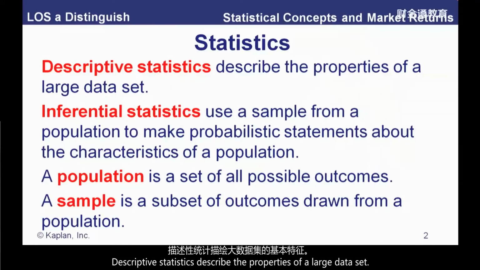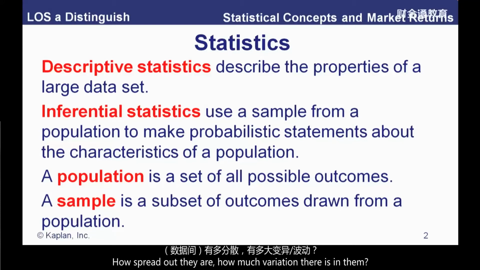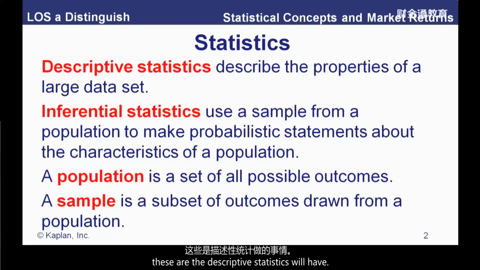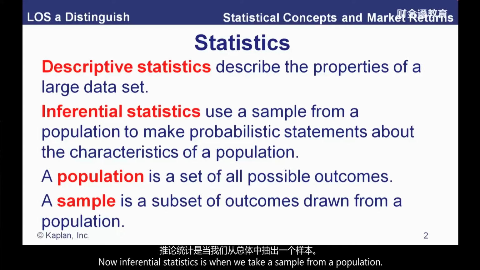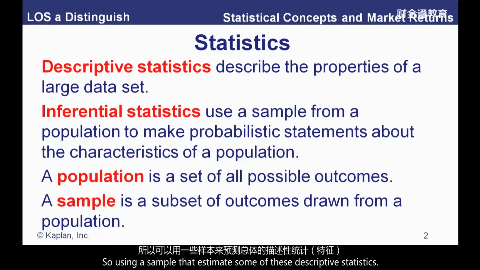Descriptive statistics describes the properties of a large data set. So, descriptive statistics: what's the average? How spread out they are, how much variation there is in them. These are the descriptive statistics we'll have. Now, inferential statistics is when we take a sample from a population. So we've got some annual returns on an index fund, and we want to make some probabilistic statements about the characteristics of the overall population. So using a sample to estimate some of these descriptive statistics.